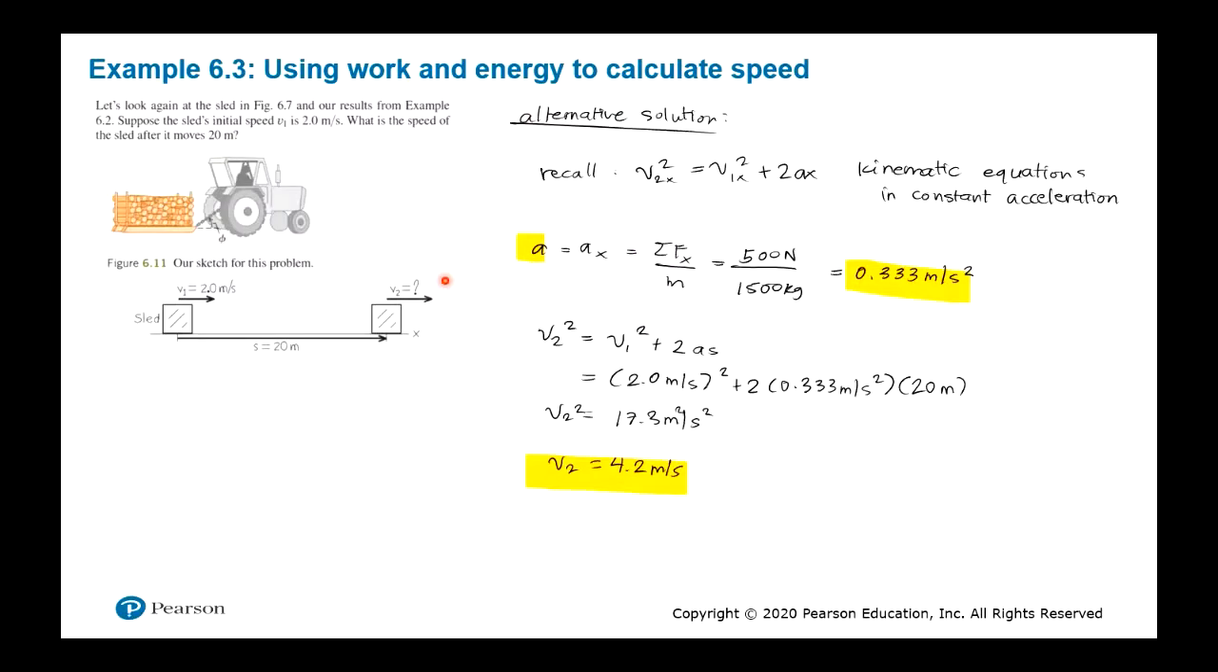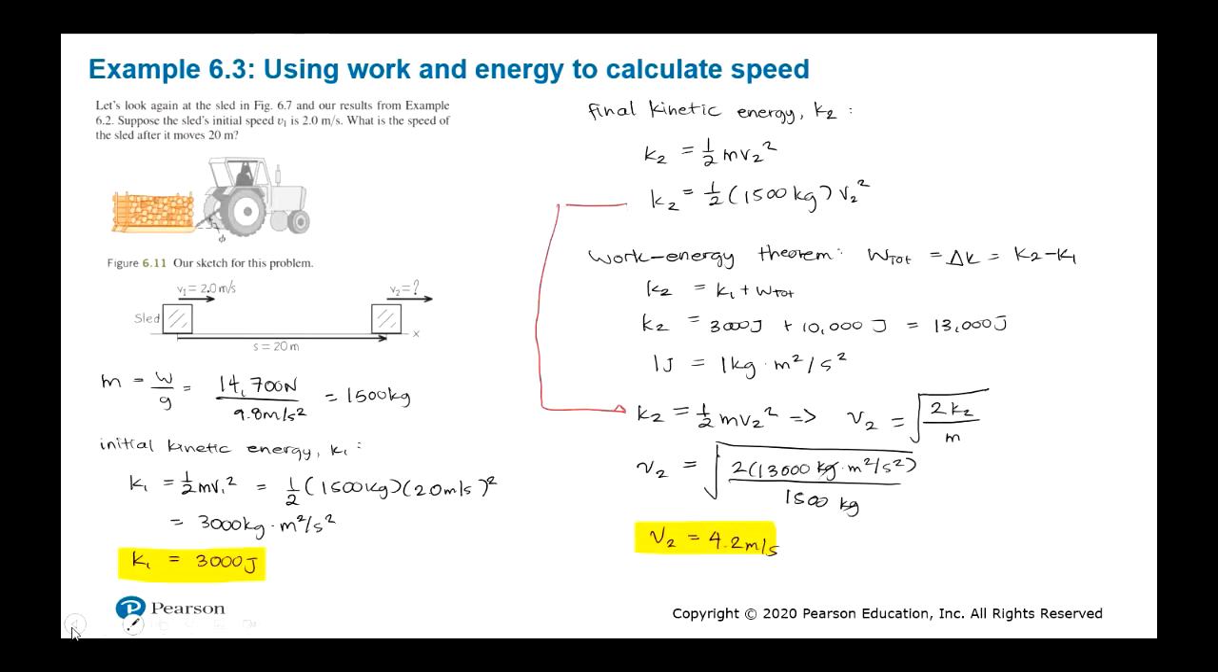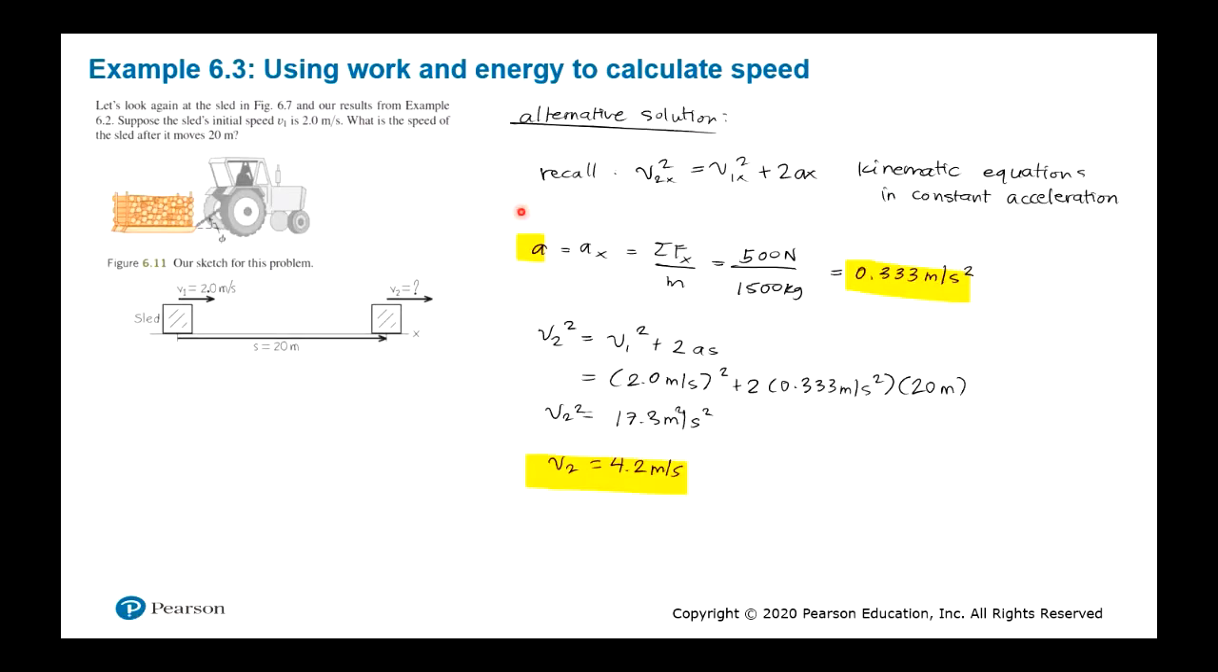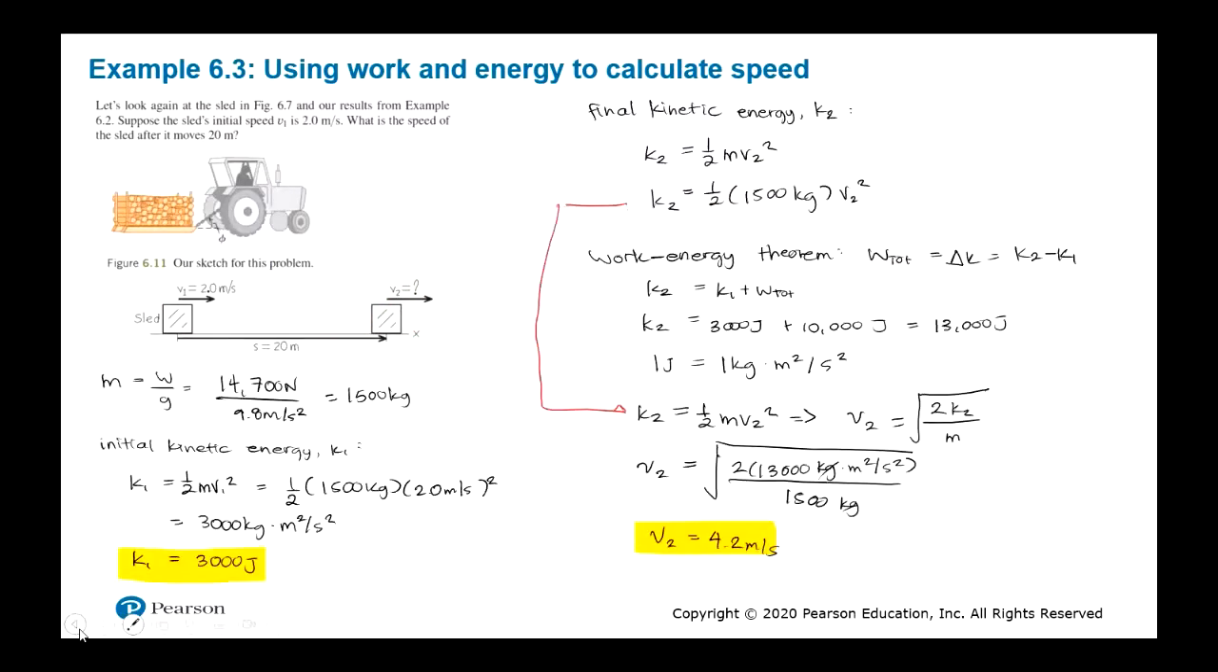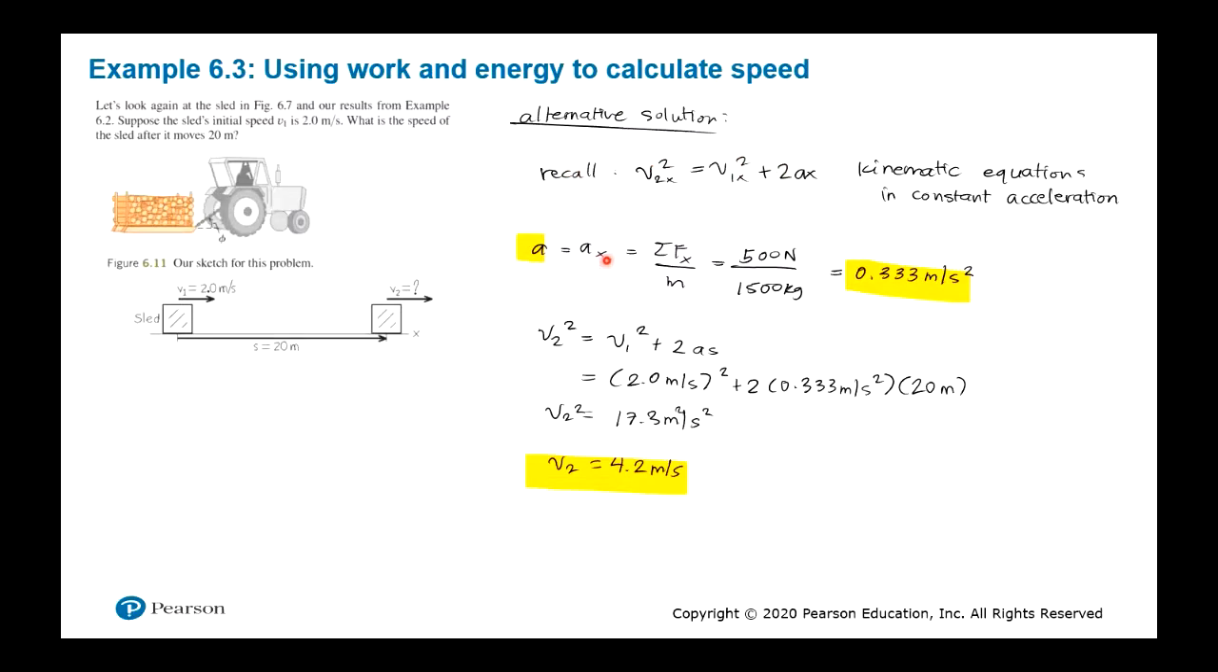Okay, so this is an alternative solution that does not force you to use the work energy theorem. It's quite shorter, but remember that the acceleration is constant here. So this means we can use this kinematic equation where v2x squared is equal to v1x squared plus 2ax. Why did I say it is constant? This is because we're only looking for the acceleration at this point. So that means we can use this equation.